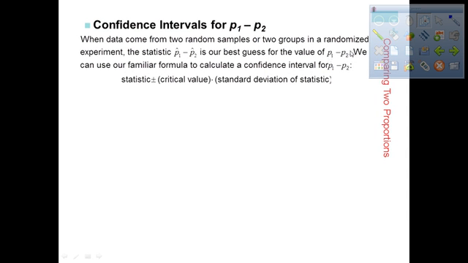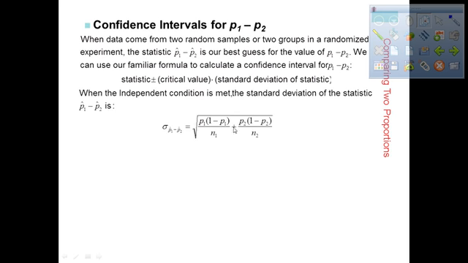We can use a familiar formula to calculate the confidence interval. So we take the statistic plus or minus the critical value times the standard deviation of the statistic. Okay, so this is the standard deviation of the statistic, remember, and you can look on your green sheet and it has it written there. This is written on your green sheet.